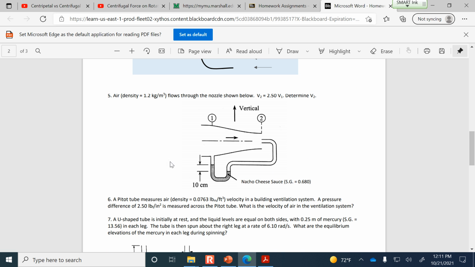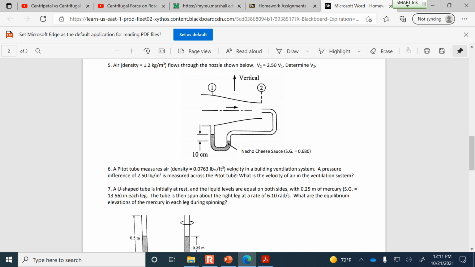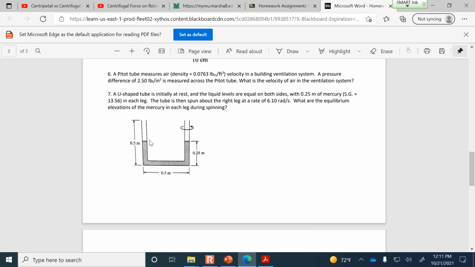All right, we've done an example like this on the board in class, although I don't think we used nacho cheese sauce as the manometer fluid before. Pitot tube problem. All right, and then here's a couple of these irrotational flow problems where you're spinning about a base leg.